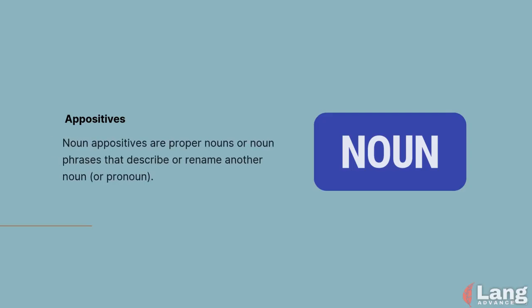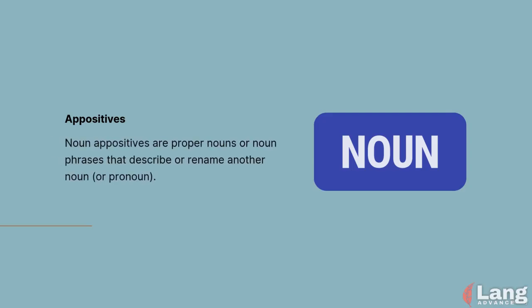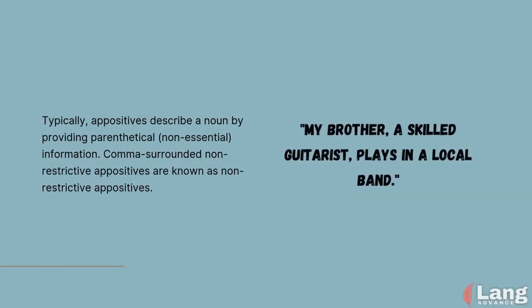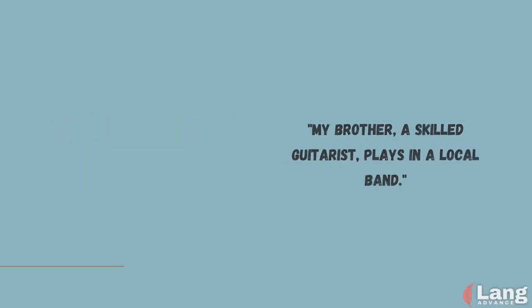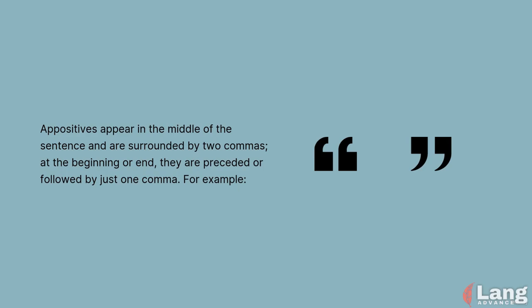Appositives. Noun appositives are proper nouns or noun phrases that describe or rename another noun or pronoun. Typically, appositives describe a noun by providing parenthetical, non-essential information. Comma-surrounded appositives are known as non-restrictive appositives. Appositives appear in the middle of the sentence and are surrounded by 2 commas. At the beginning or end, they are preceded or followed by just 1 comma.